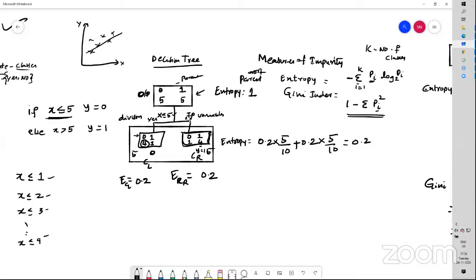The decrease in entropy is called information gain. So information gain is entropy at the parent node E0 minus entropy at the child node E1. In this case, 1 minus 0.2, 0.8. Whichever rule gives the maximum decrease in entropy or the maximum decrease in Gini, that is the best rule. That's how we try to learn how to separate a discrete variable using the input variables.